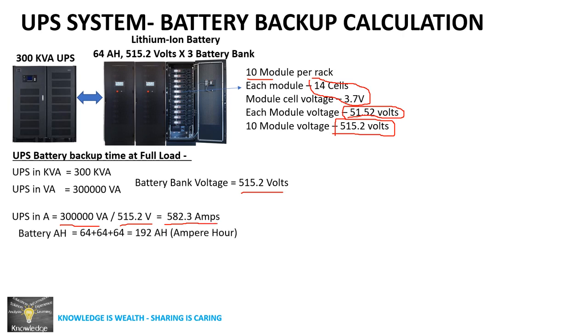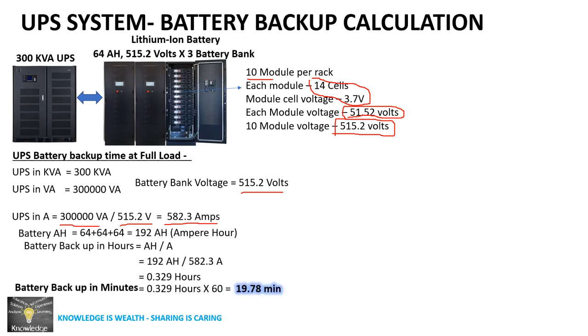To derive the amperes, 3 lakh VA divided by 515.2 volts is 582.3 amperes. There are 3 battery banks connected in parallel, 64 Ah each, so 64 plus 64 plus 64 is 192 ampere hour capacity. The battery backup formula is ampere hour divided by ampere. So 192 ampere hour divided by 582.3 amps is 0.329 hours. To convert it into minutes, multiply with 60, so it gives approximately 19.78, about 20 minutes backup. So the 300 kVA UPS connected with a 64 Ah, 515.2 volts, 3 battery bank lithium ion battery bank will give you approximately 20 minutes of backup.